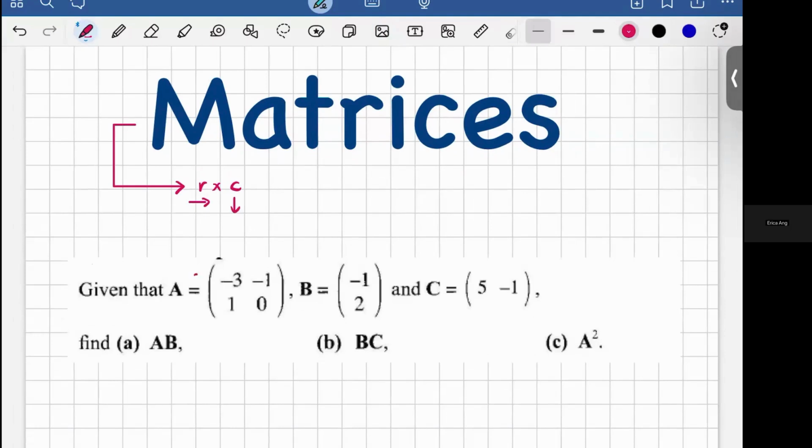How many rows are there for this one? This is a 2 times 2 matrix. 2 rows, 2 columns. 2 times 1 matrix, 1 times 2 matrix. That's the first thing you need to note.